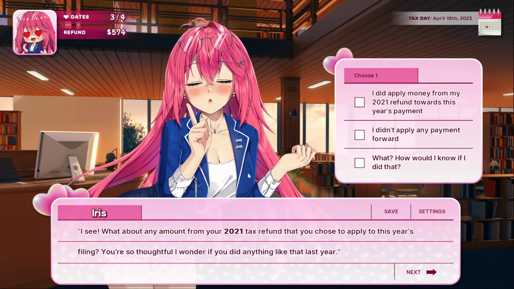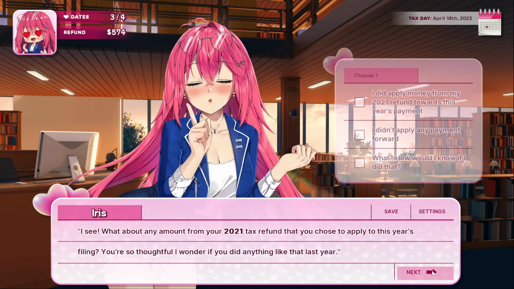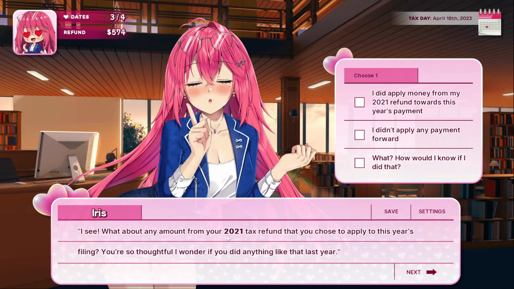I see. What about any amount from your 2020 tax return that you chose to apply to this year's filing? You're so thoughtful. I wonder if you did anything. Yeah, you would need to look at your 2021 tax return. If you had a tax refund last year, but you chose not to receive all of the money, and the balance is waiting to be applied to your return this year. Okay, forward. What about any amount from the return you chose to apply to this year's filing? Okay, let's just say no.